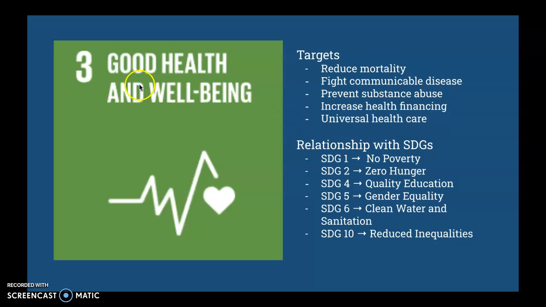So for SDG 3, as we saw with no poverty, the targets for them are to reduce mortality, fight communicable disease, prevent substance abuse, increase health financing, and universal health care. And these are the multiple relationships with this certain SDG.